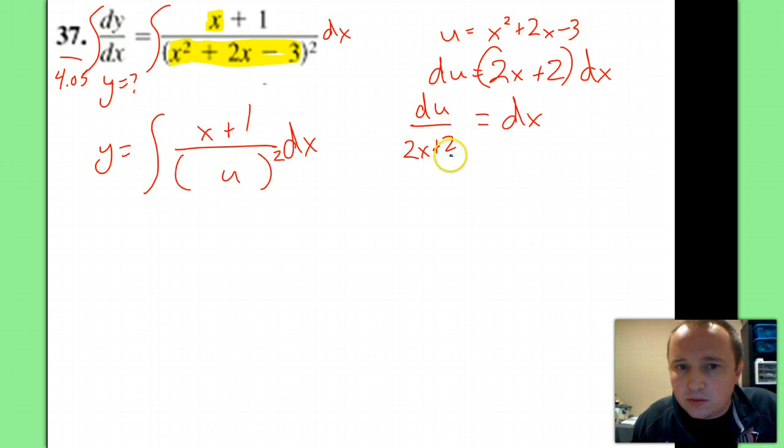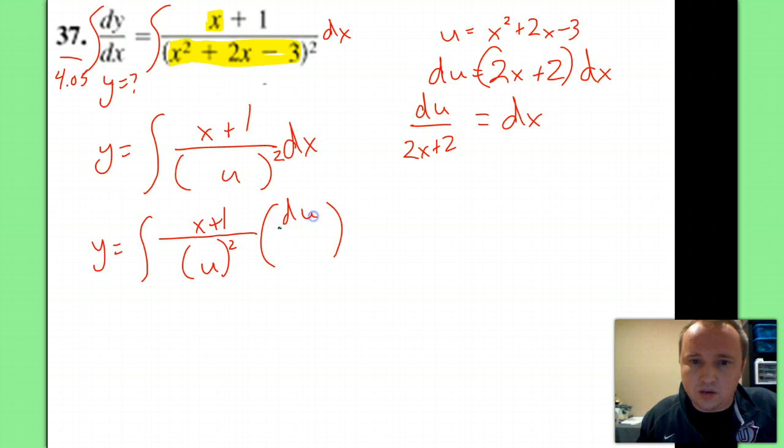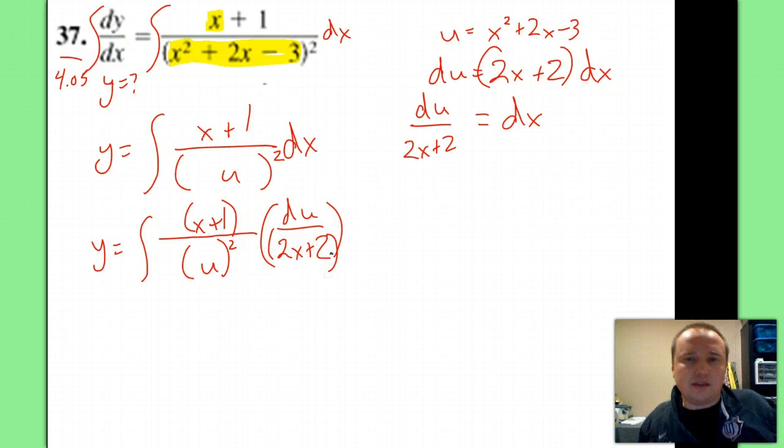So I substitute in for dx. So I get y equals the antiderivative of u squared in the bottom, x plus 1. What does dx equal? Du over 2x plus 2. Now, you need to somehow cancel that. And if it doesn't, we've got to play with it. You've got to try different things. But that is going to cancel it.